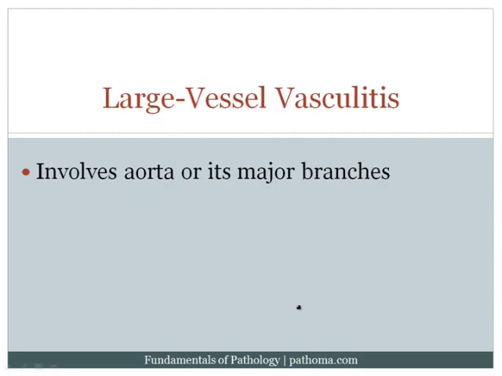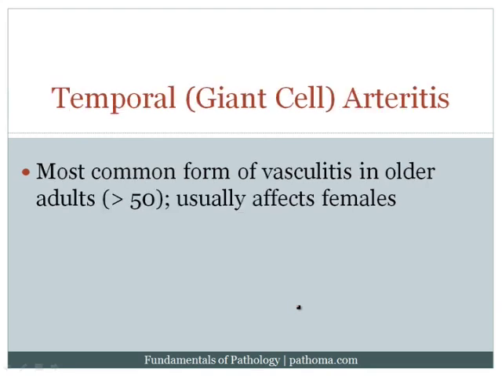When you think about vasculitis, the best way to divide it is large vessel, medium vessel, and small vessel. The large vessel vasculitides, they involve the aorta or its major branches, and there are two that we're going to discuss. The first is called temporal or giant cell arteritis. Now I put the entire name together, temporal giant cell arteritis, because I think that once you know the name, everything is downhill. The name gives away much of what you need to know about this disorder. Before we begin, however, it's the most common form of vasculitis in older adults, classically seen in a patient greater than the age of 50, and it usually affects females.